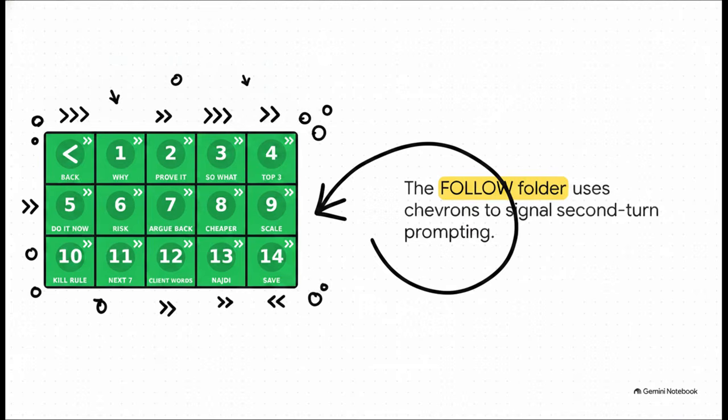When you jump into that Follow folder, there's a really smart visual design cue. Notice the little chevrons in the top right corner of every key? That acts as a visual safety check for your brain. It signals that you are in the second turn folder, meaning you are demanding proof and action based on an answer you already got, rather than accidentally starting a brand new query.